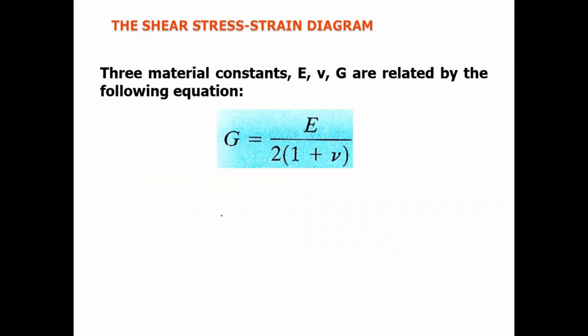The three material constants E, ν, G are related by the following equation. G is the shear modulus of elasticity, E is the modulus of elasticity, and ν is Poisson's ratio. If we have these three constants, they are related by the following equation.